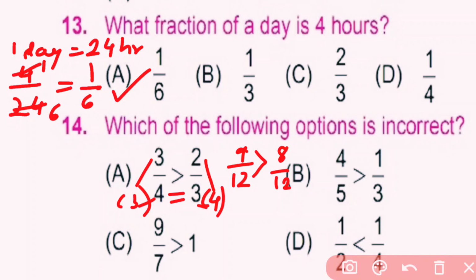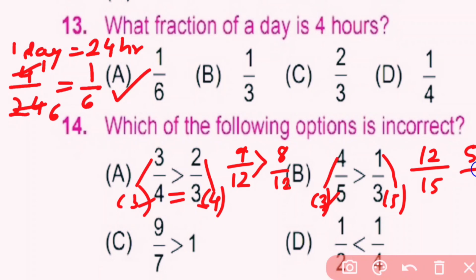Then option B, 5 and 3, their LCM is 15. So here we multiply by 3 and here by 5. So 4 into 3 is 12 and 3 into 5 is 15 and 1 into 5 is 5 and 3 into 5 is 15. Now here 12 is greater than 5. So 12 by 15 is greater than 5 by 15. So here this is also correct.